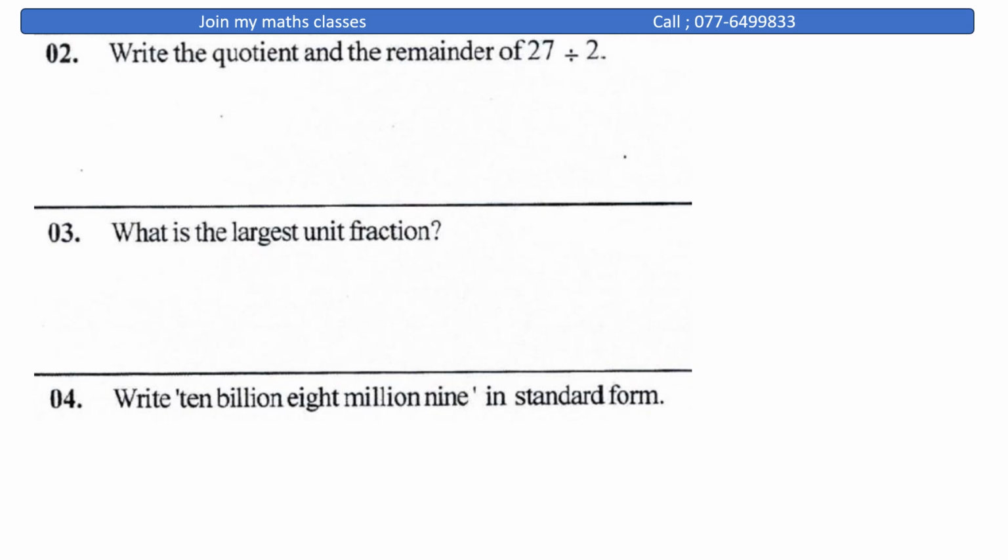Let's do the third one. What is the largest unit fraction? Largest unit fraction is 1 over 2. In a unit fraction, always the numerator is 1. And so in this case, when the denominator gets smaller, the fraction gets bigger. Therefore the largest unit fraction should be this one.